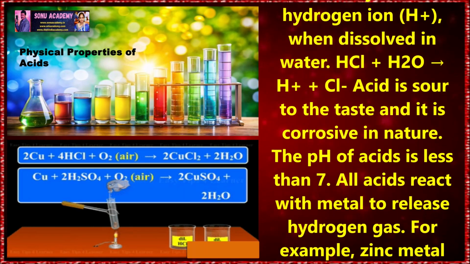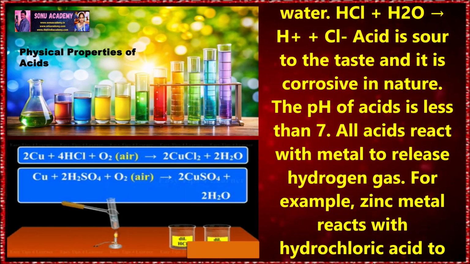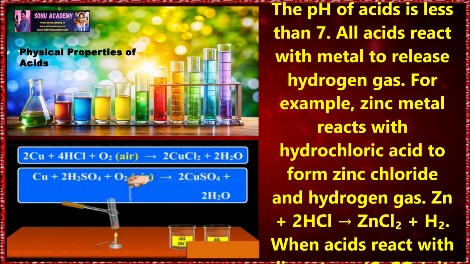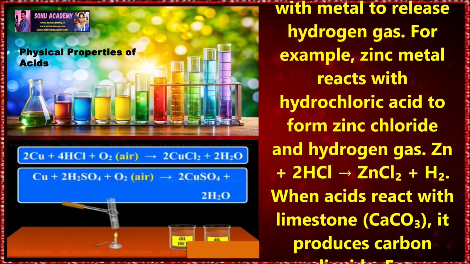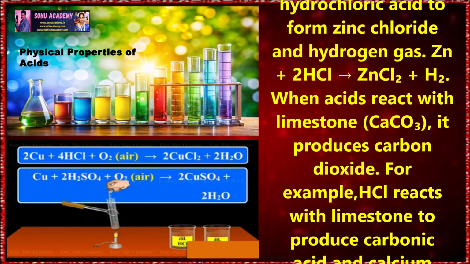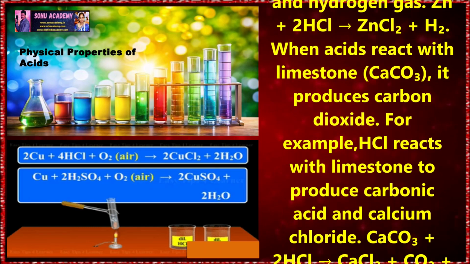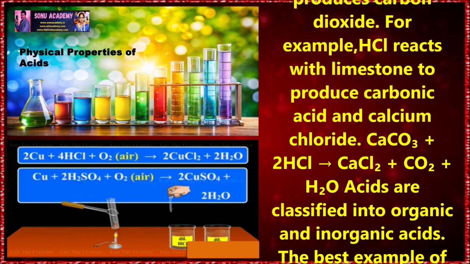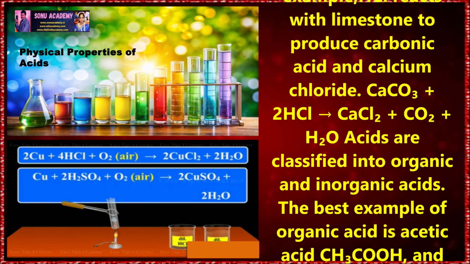All acids react with metals to release hydrogen gas. For example, zinc metal reacts with hydrochloric acid to form zinc chloride and hydrogen gas. When acids react with limestone, it produces carbon dioxide. For example, HCl reacts with limestone to produce carbonic acid and calcium chloride.